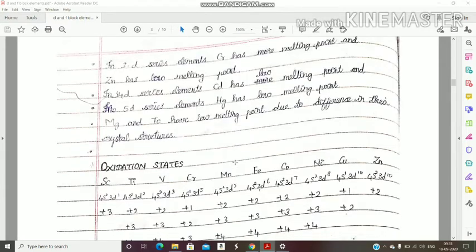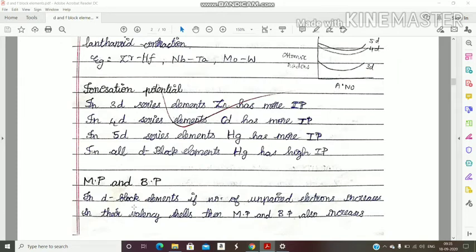Next point regarding melting points and boiling points. In D block elements, if the number of unpaired electrons, not paired electrons, increases in their valence shells, then melting point and boiling point also increase. For example, take chromium. Chromium atomic number 24, its electronic configuration 4s1 3d5. That means it contains 6 valence electrons.